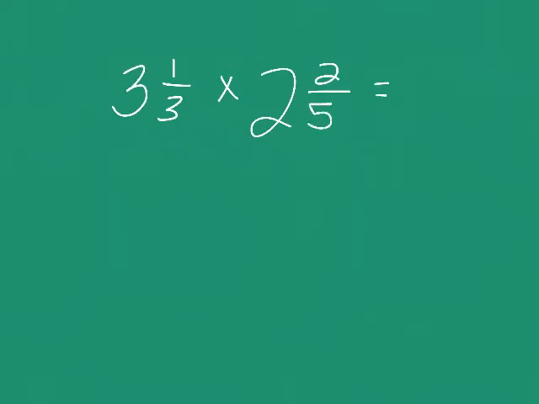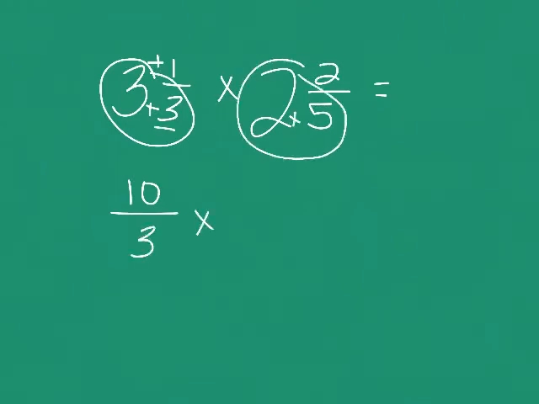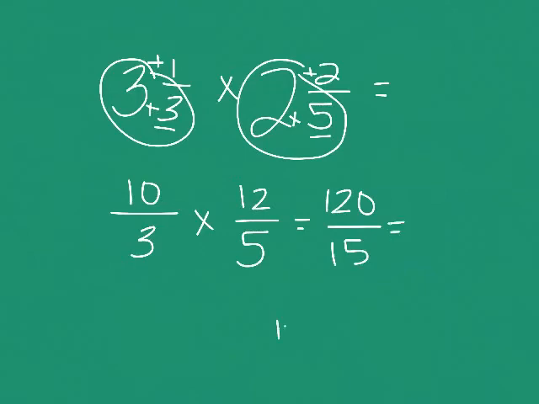So now let's multiply two mixed numbers together. So 3 and 1/3 times 2 and 2/5. So we have to make them both improper fractions. 3 times 3 is 9, plus 1 is 10. Denominator stays the same. 2 times 5 is 10, plus 2 is 12. Denominator stays the same. Now we multiply. 10 times 12 is 120. 5 times 3 is 15. We have to make this into a mixed number.